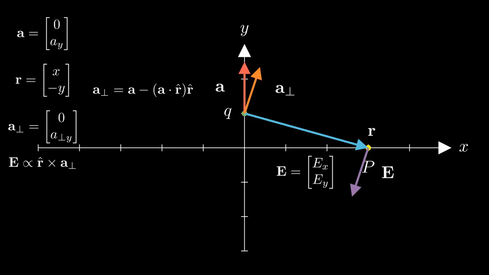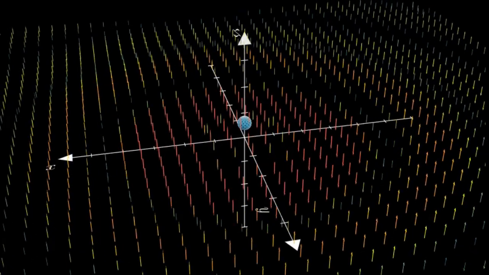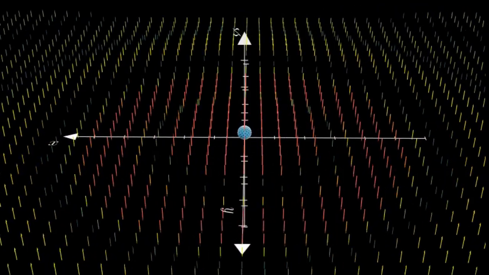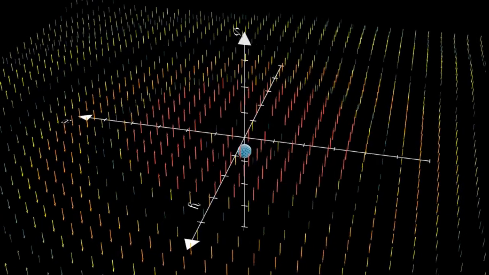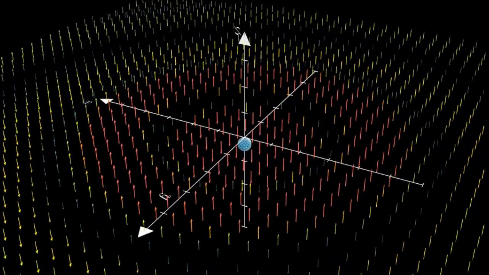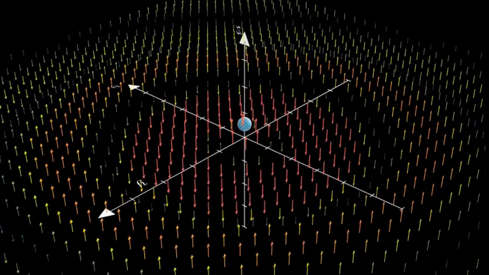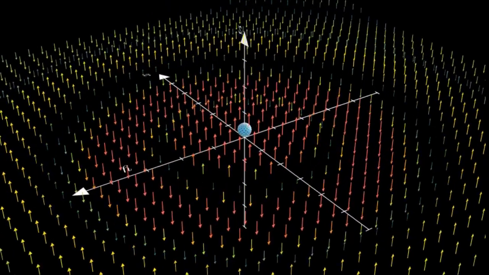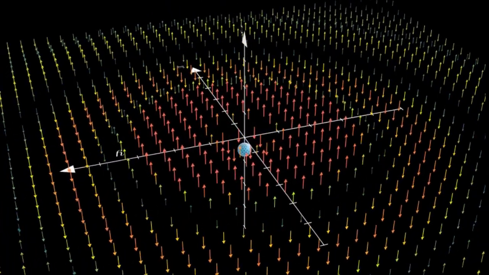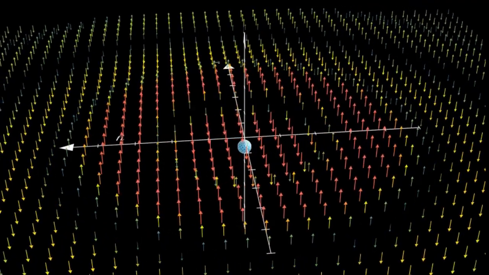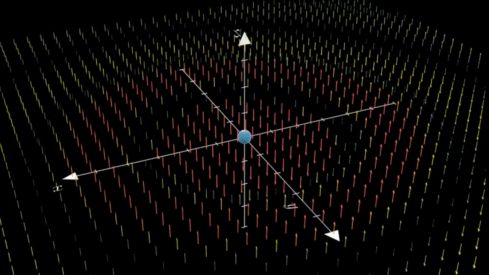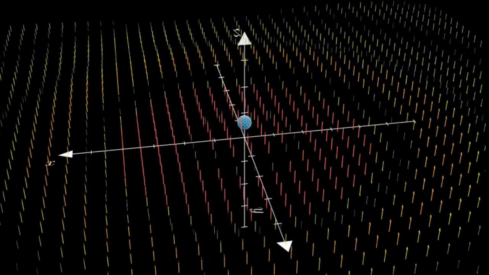Now, let's visualize the bigger picture by plotting the electric field vectors around the charge as it oscillates along the z-axis. These field vectors are dynamically updated based on the real-time acceleration of the charge. At first glance, you'll notice something peculiar. The electric field vectors seem to align with the z-axis. Why is that? At large distances, the perpendicular acceleration component becomes nearly identical to the acceleration itself. We'll explore this further when deriving the vector expression for the field.